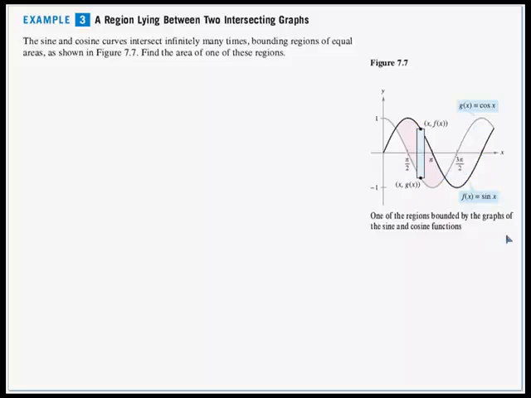So let's see here. How are we going to start this out? First, we got to find out a good intersection point. Where does sine x equal cos of x?